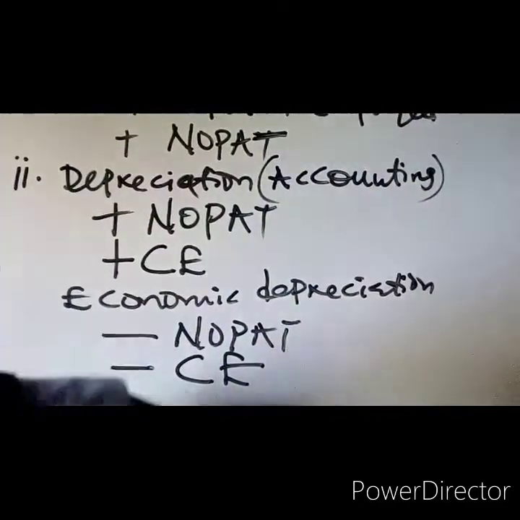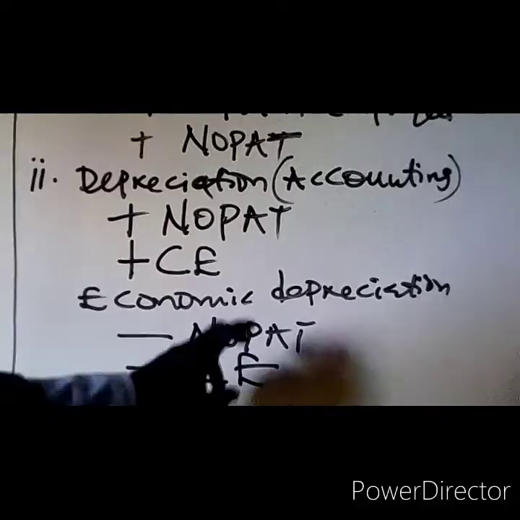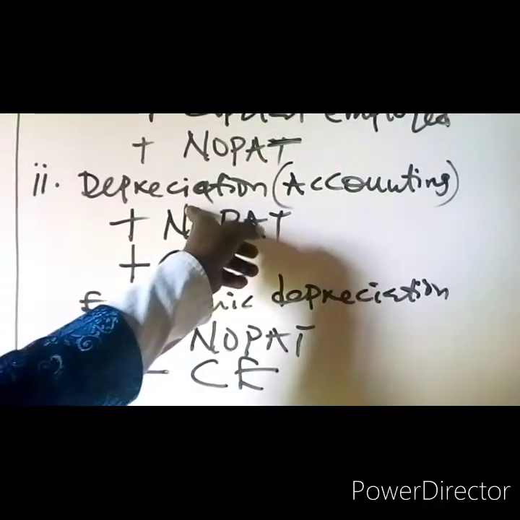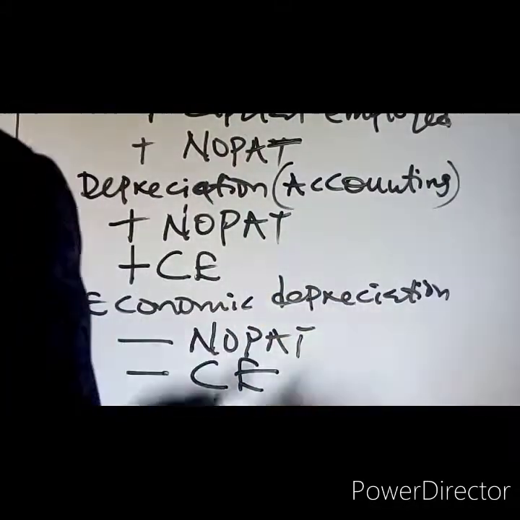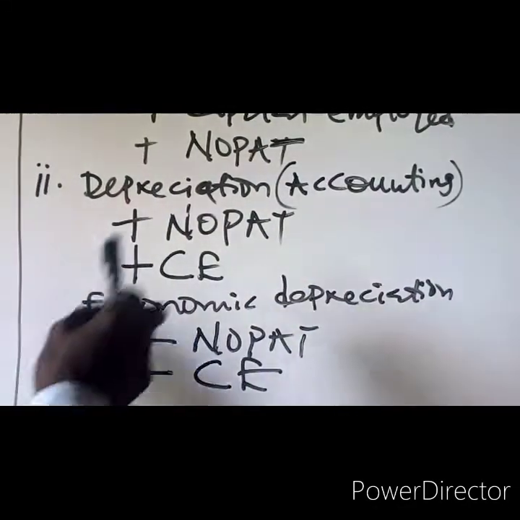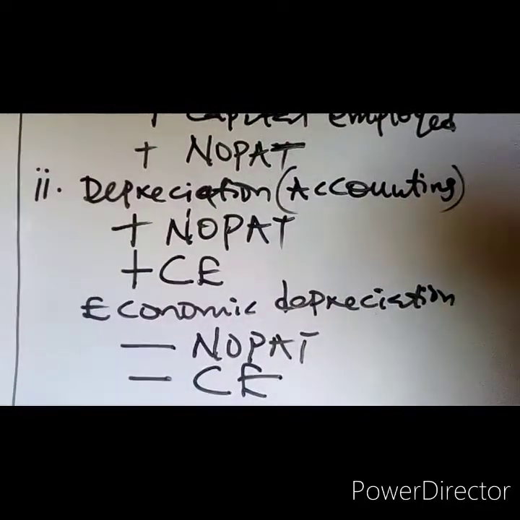Just ignore that depreciation. Or if you at all want to use it, that means you add it to NOPAT, at the same time you subtract it. So you may decide to ignore it. Then that means you add it to capital employed, at the same time you subtract it. So you may decide to ignore the accounting depreciation where it is the approximation of economic depreciation.